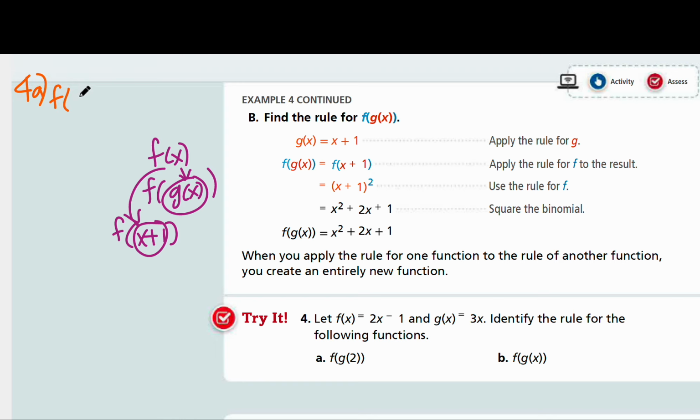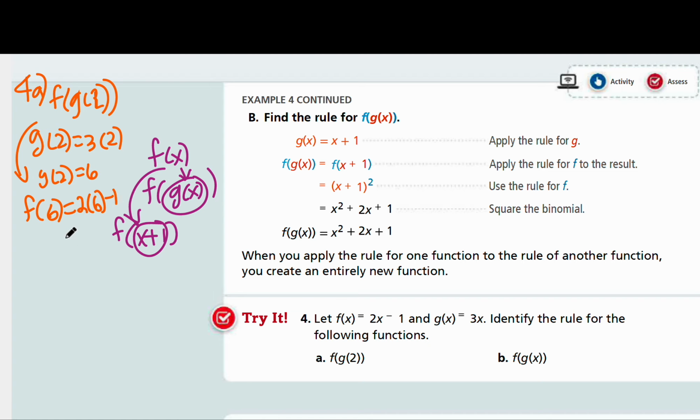We have f of g of 2. First, we need to know what g of 2 is in order to figure out f of g of 2. So g of 2 is 3 times 2, which is 6. And so f of g of 2 is really equal to f of 6. f of 6 is going to be 2 times 6 minus 1, so that's 12 minus 1, which is 11. So f of g of 2 is 11.